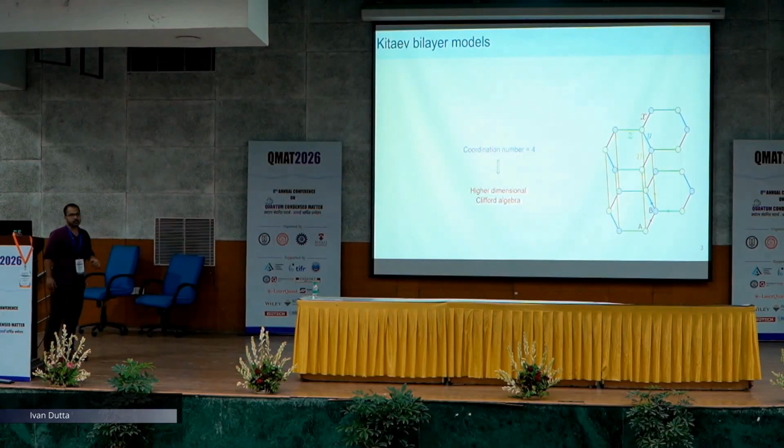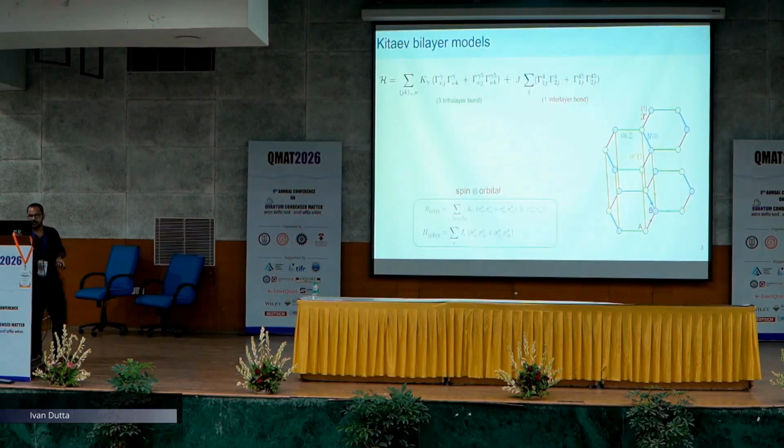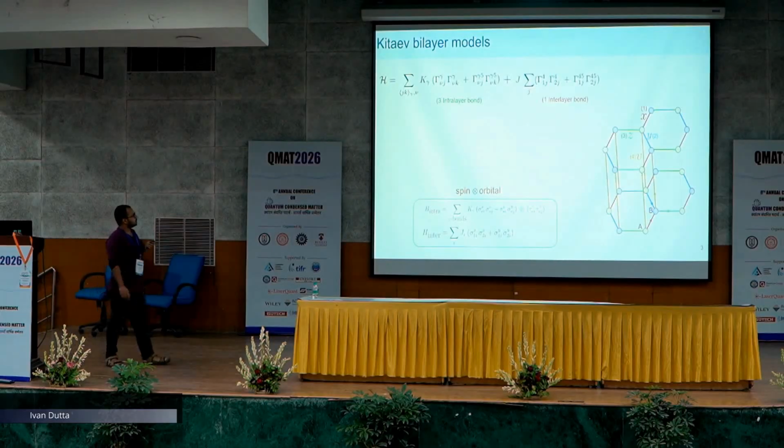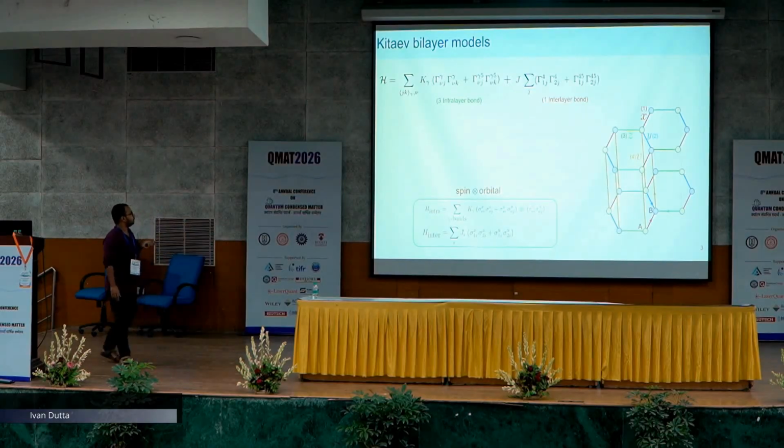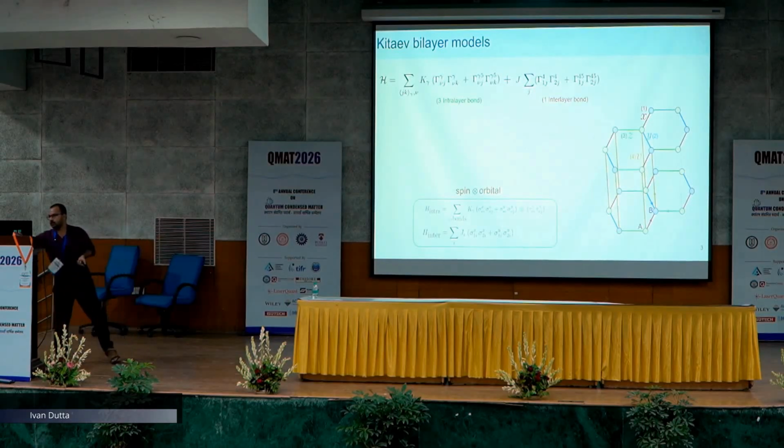So I need to incorporate higher dimensional algebra here, and in this regard I can associate 4 gamma matrices instead of the Pauli matrices. So this is a 4 cross 4 matrix. The first 3 are gamma 1, gamma 2, gamma 3, and the interlayer bond is gamma 4. So you can think of this as kind of spin and orbital, both degrees of freedom present within the system, or you can also think of the spin multipole operators.